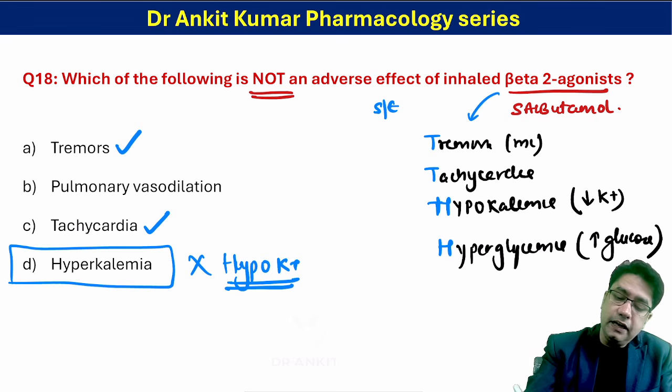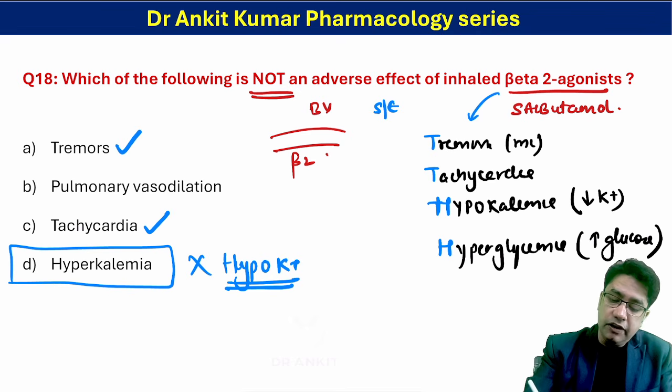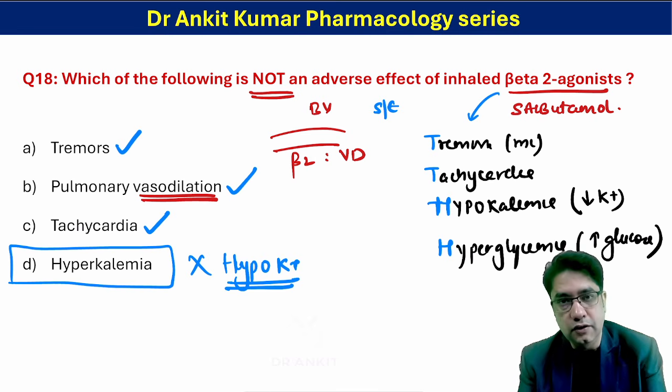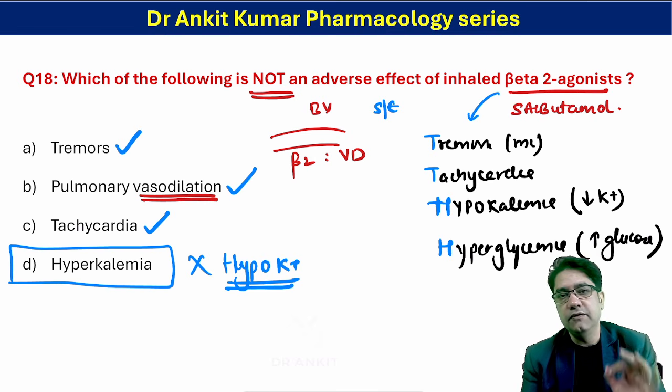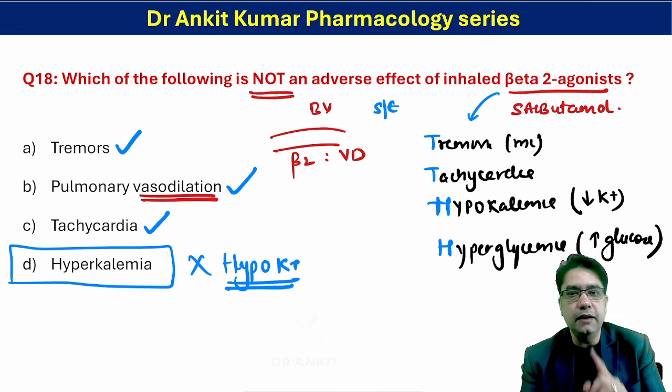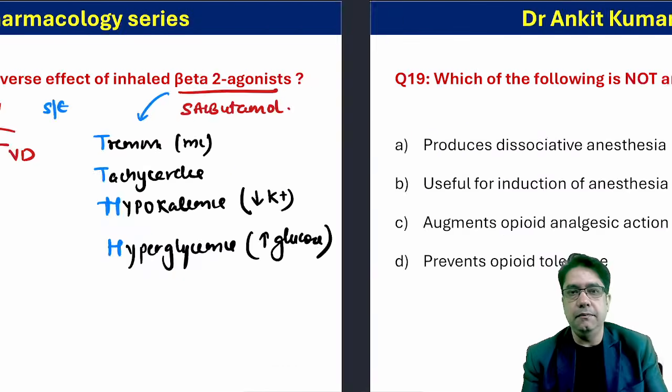Now remember, beta 2 receptors on blood vessel, they can cause vasodilation. They can cause vasodilation also. So yes, A, B, C are the true side effect. Option which is incorrect is D, not hyperkalemia, it is rather hypokalemia.